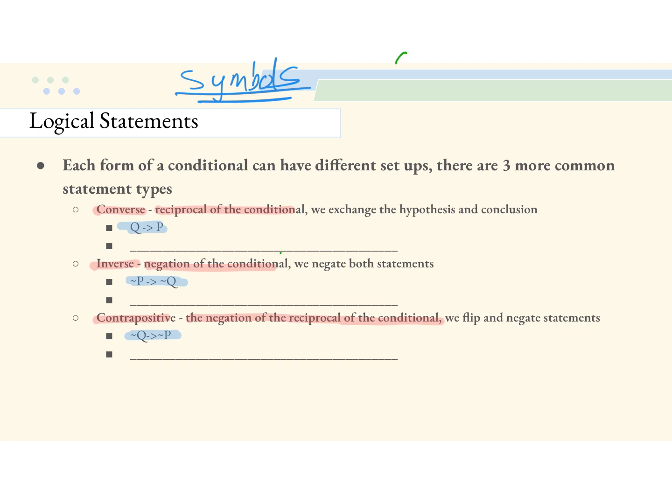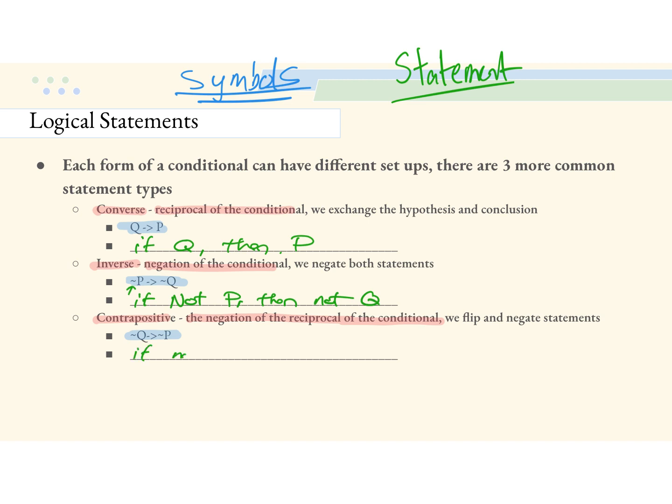And then the last one, I want statement. I'm going to put that in green. And what I write in green is what I want you to put in the statement box. So this says, if Q, then P. This one, because of the little squiggly means not, is going to say, if not P, then not Q. And again, this would be if not Q, then not P.